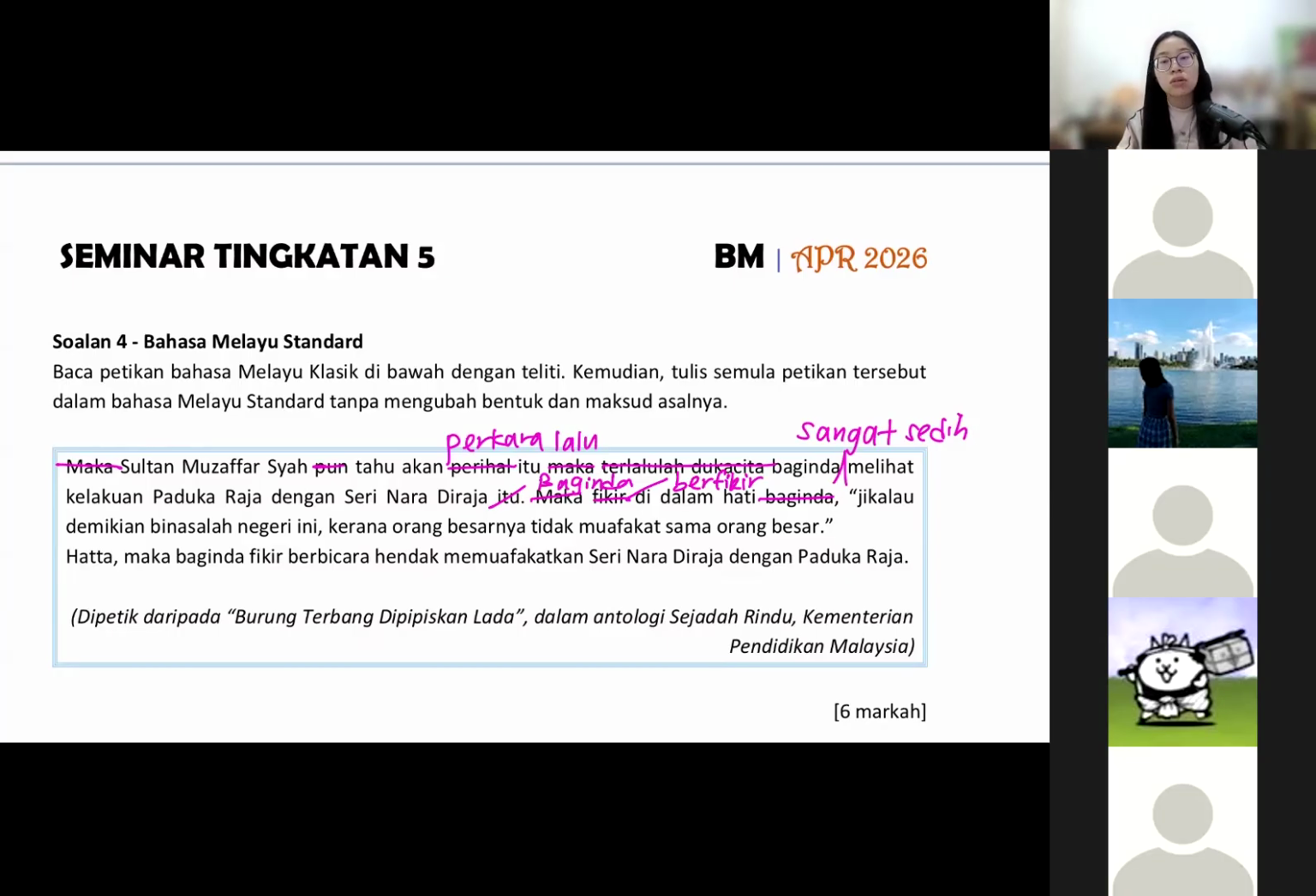Jikalau. We don't say jikalau. If. What is if? Jika. Yes, correct. Jika demikian. So, terbalik you see. Negeri ini binasalah. La can remain because this is dialogue. If it is not a dialogue, take out the la. Kerana orang besarnya tidak muafakat sama orang besar. There's two orang pembesar. So just cancel this one. Become kerana dua pembesar.